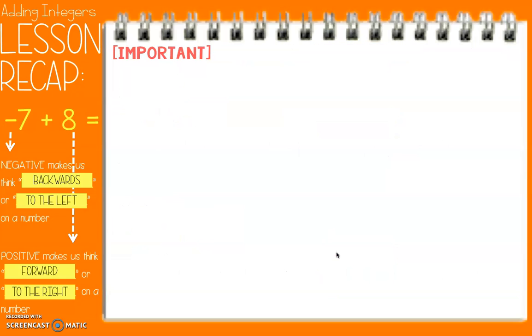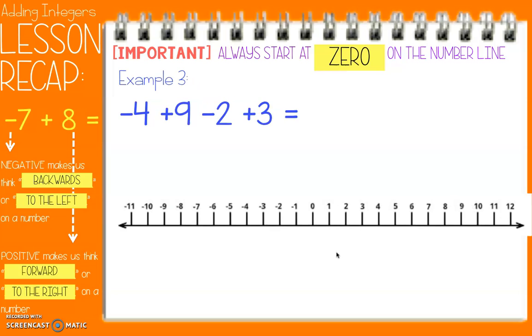All right, let's make it a little harder. Still starting at 0, that's super important. But look at this problem. We have 4 different components. So we just have to keep up with where we're at on the number line. Again, we're going to start at 0, and we see that we have a -4. Our -4 tells us to go back 4 spaces.